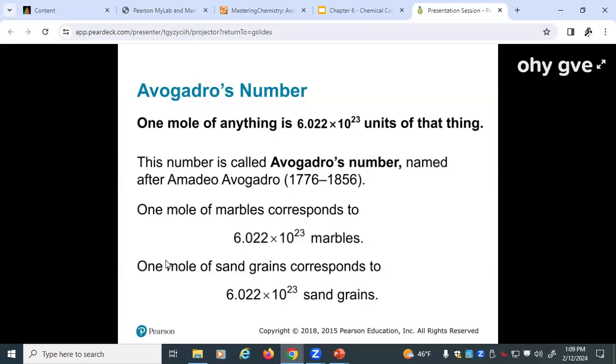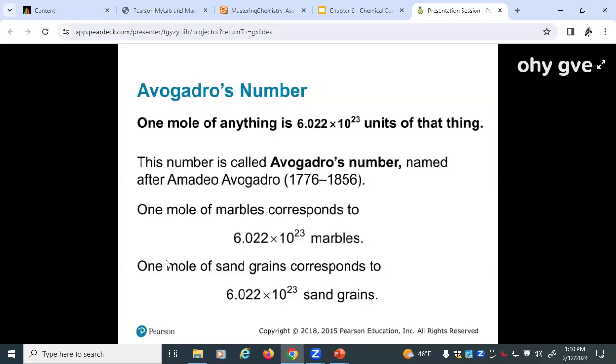The videos that I had you do kept talking about the concept of a dozen. If I have a dozen jelly beans, I know that it's 12. If I have a dozen eggs, I know that it's 12. If I have a dozen popsicle sticks, I know that there are 12 in that group. Avogadro's number is kind of the same thing, only we don't call it Avogadro's number when we're describing it, we call it a mole.